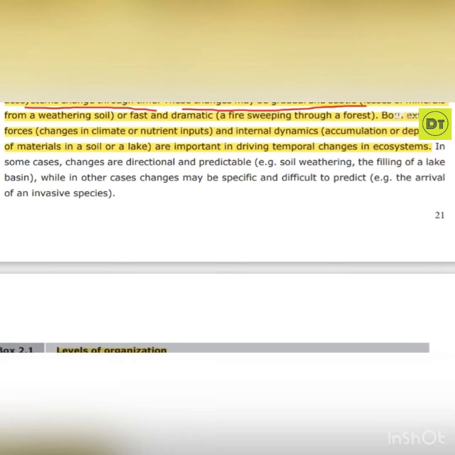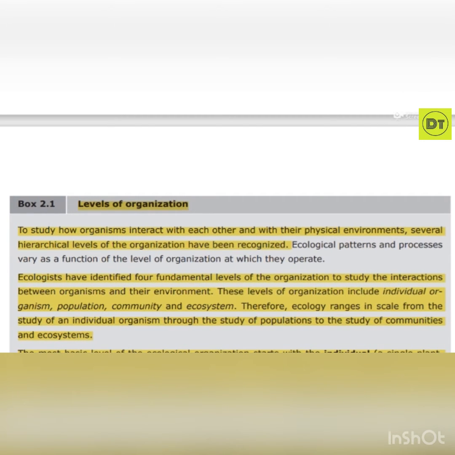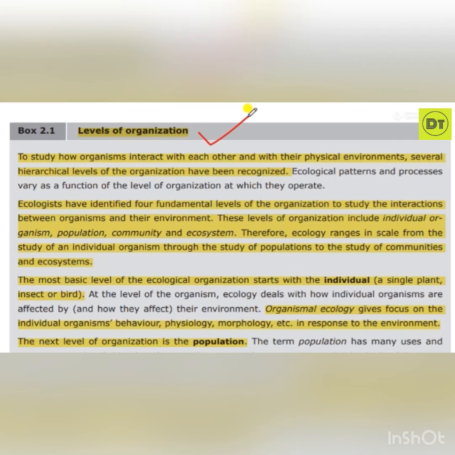Okay students, now let's see the next point, which is the levels of organization, a very important topic in ecology. To study how organisms interact with each other and with their physical environments, several hierarchical levels of organization have been recognized. Ecologists have identified 4 fundamental levels of organization to study the interactions between organisms and their environment. What are these levels of organization?